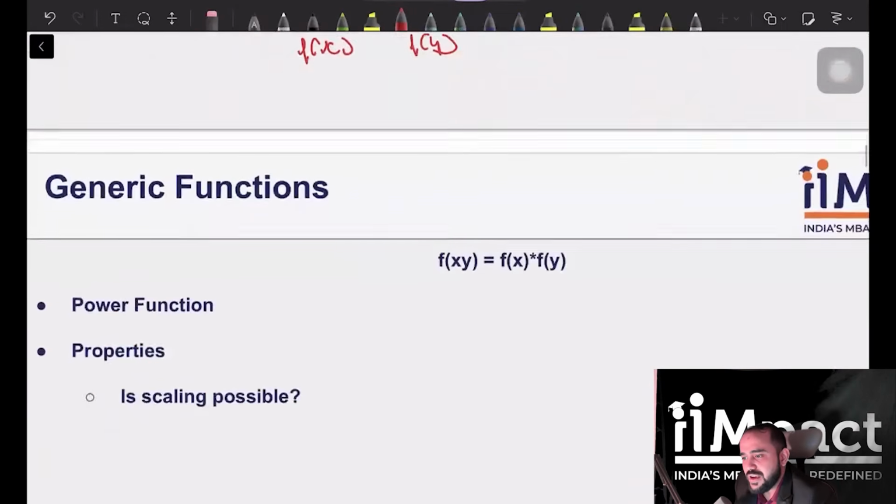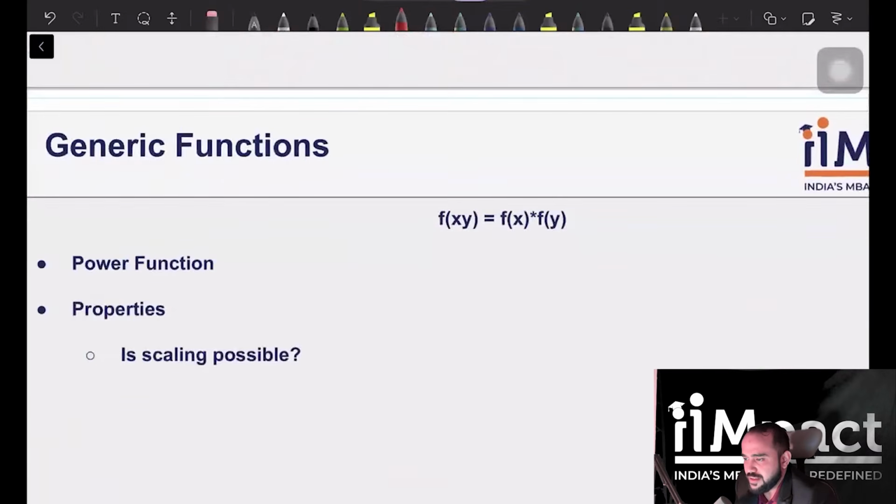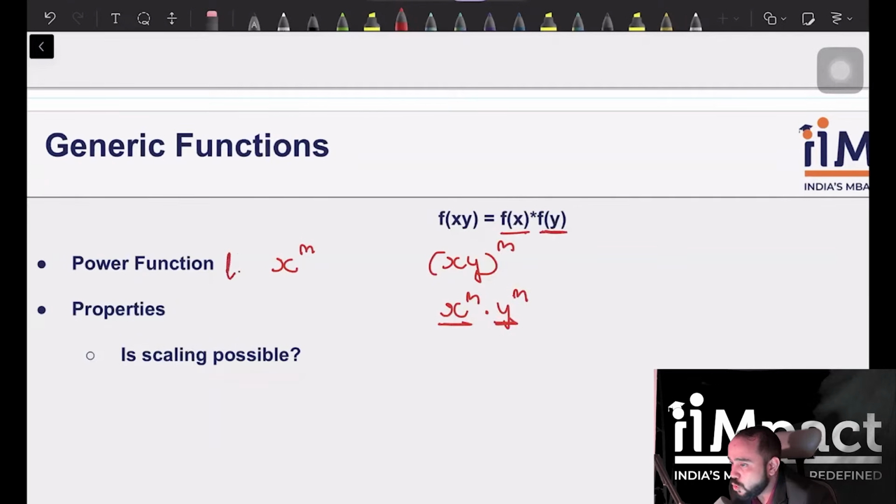Next function, f of xy is equal to f of x into f of y. Power functions. What will you write the function as? X to the power n. And you can check. This is xy to the power n, which will be x to the power n into y to the power n. This is f of x, this is f of y. So yes, f of x is equal to x to the power n holds. That is correct. Now, quickly tell me, is scaling possible here in any shape or form?